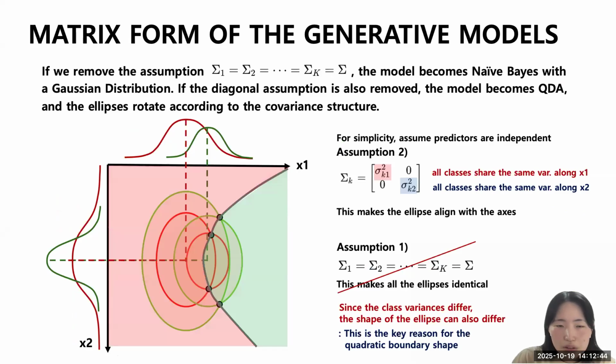They rotate according to the covariance. If we relax the shared covariance assumption, the model becomes Gaussian naive Bayes. Instead, if we remove the diagonal assumption, we obtain QDA, where each class has its own covariance matrix. Because the class variance differs, the ellipses have different shapes, and that's exactly why QDA produces a quadratic decision boundary like the gray line here.